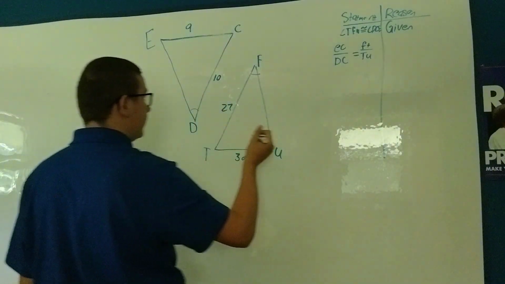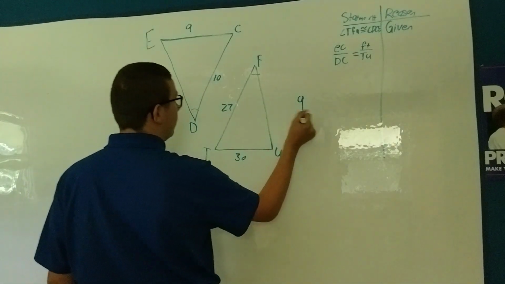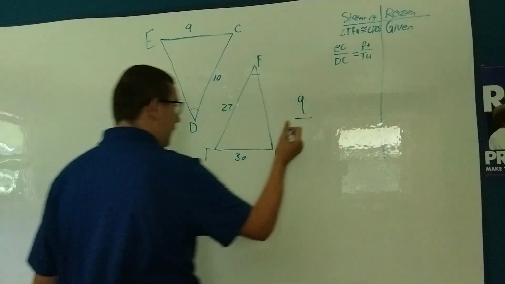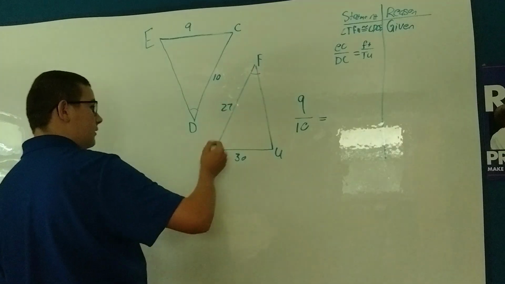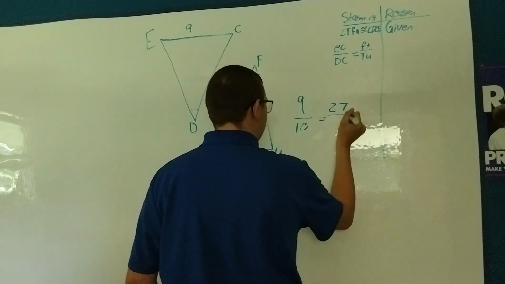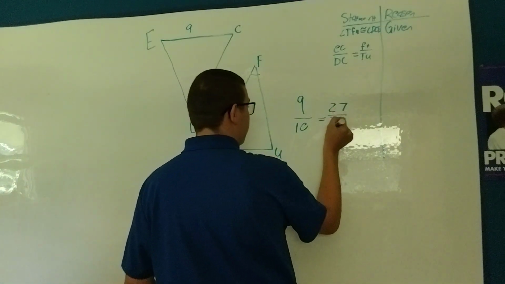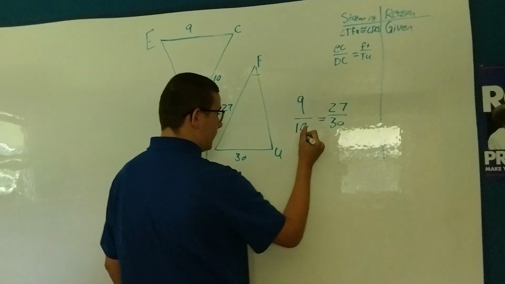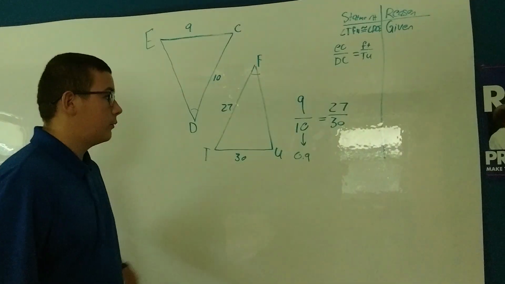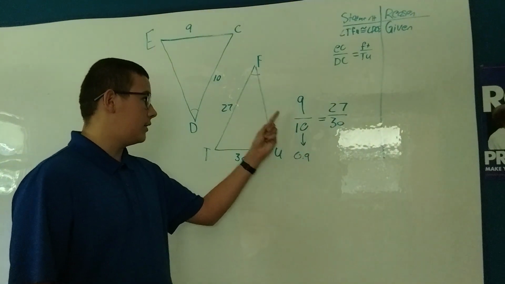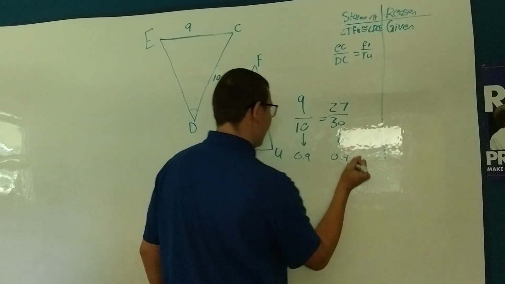So again, all this is saying is that if we take these things here, EC is 9, so we would do 9 over DC, which is 10, equals FT, this right here, 27, over TU, which is 30. And like this, you can look at that, well, this goes down to 0.9. Or we can simplify this. We divide by 3. 3 goes into both of them. That goes to 9/10, and that also goes down to 0.9 like that.